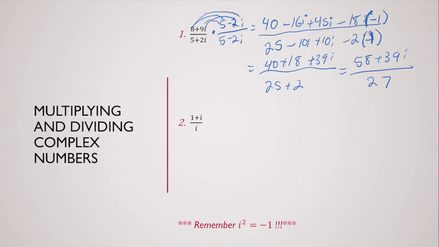Last but not least, for problem 2, I have 1 plus i over i. I'm going to multiply by i on the top and the bottom. So I get i plus i squared over i squared. So I have i minus 1 over a negative 1. That gives me negative i plus 1, which I want to rewrite because we always want our real part first.